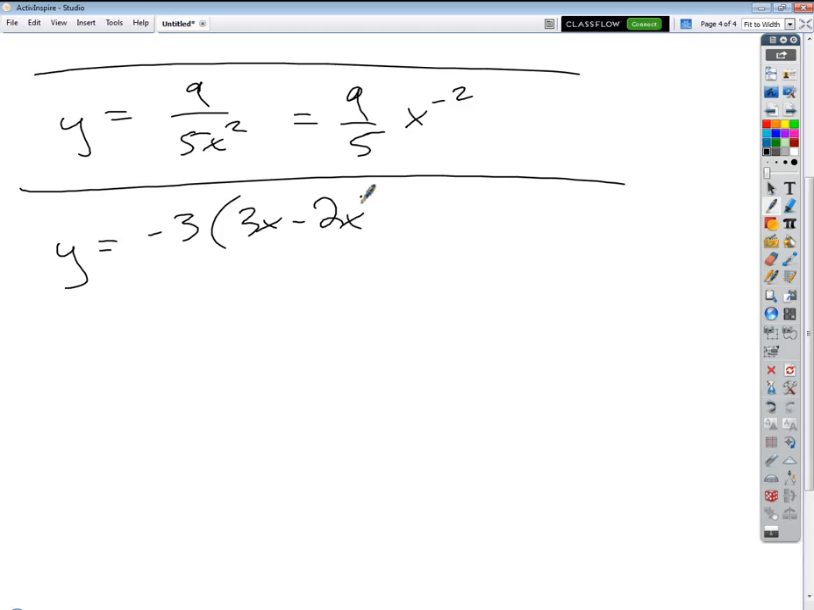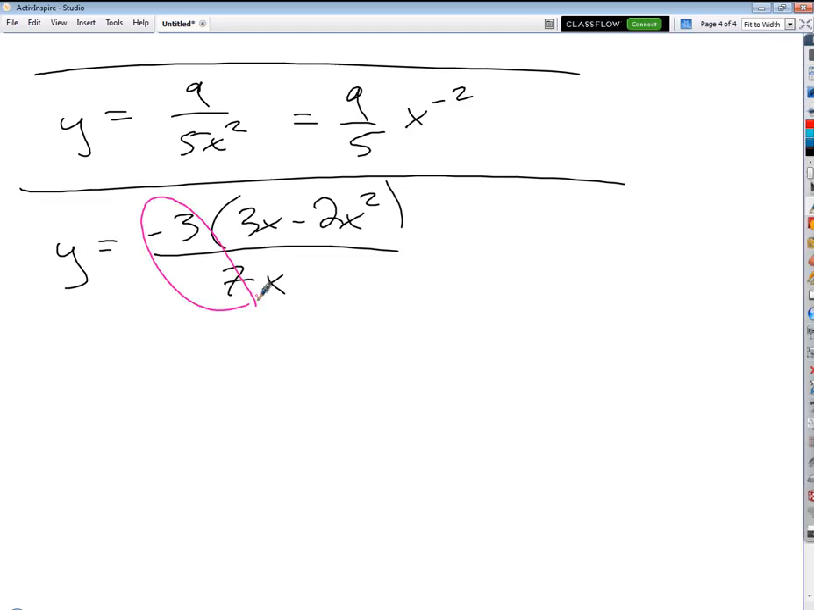Is this one a quotient rule? No. Riley says no. How come? The other ones you've given us have been no. There's a pattern here. There's a constant. So there's a constant I can pull out front, right? What about this x on the bottom? Doesn't matter. Okay, good.